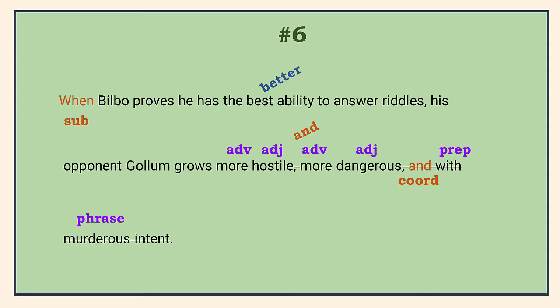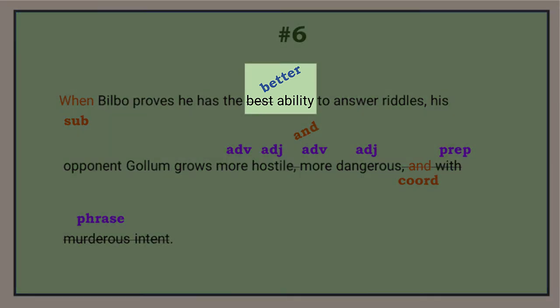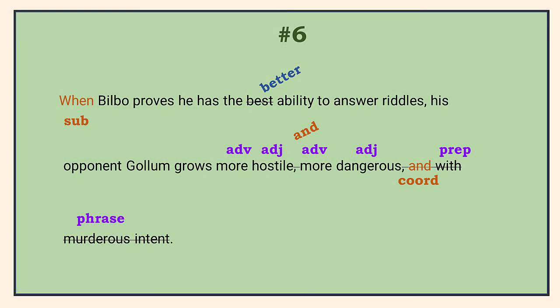Number 6. As there are only 2 people in the contest, we can't use the superlative degree for better. Boxing announcers err when they say, "May the best man win," because there are only 2 fighters in the ring. The coordinating conjunction and joins 2 predicate adjectives, each with an adverb, and a prepositional phrase. This faulty parallelism isn't as straightforward to fix as previous errors because we can't say more murderous.